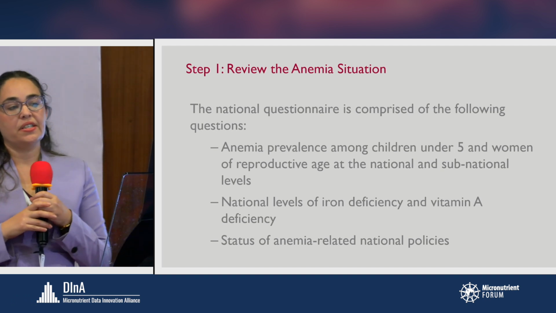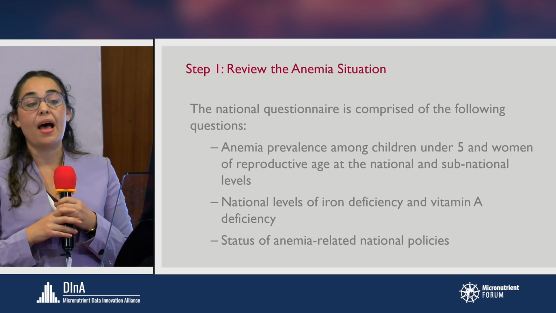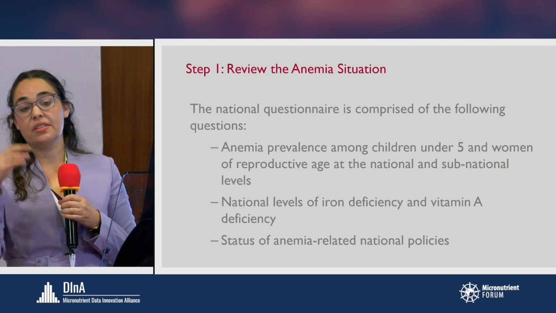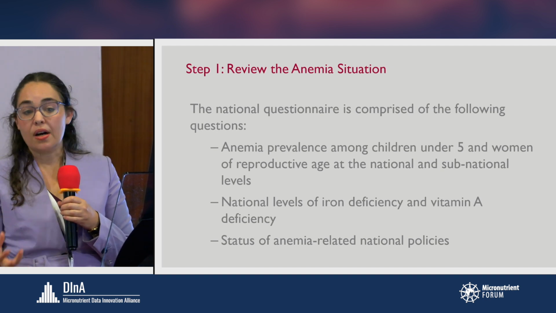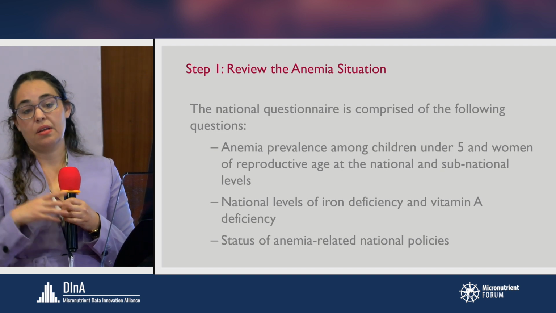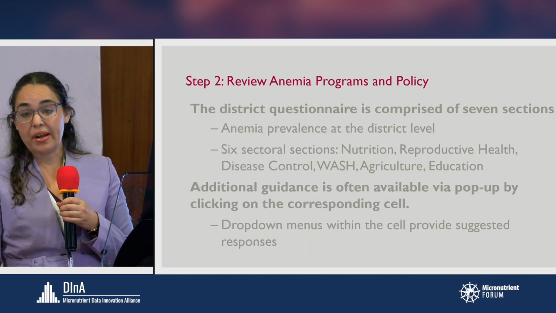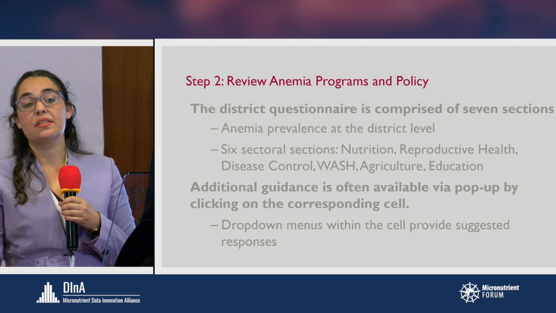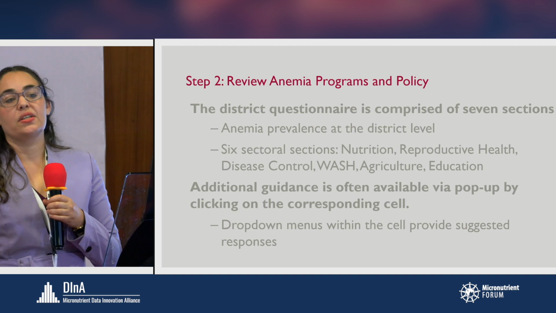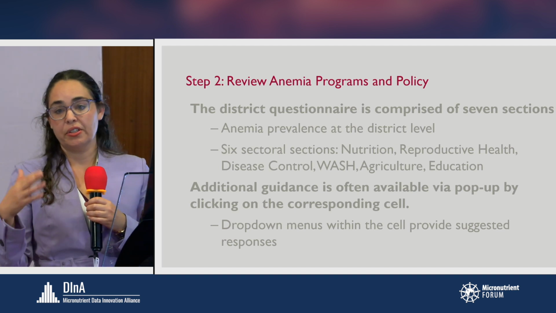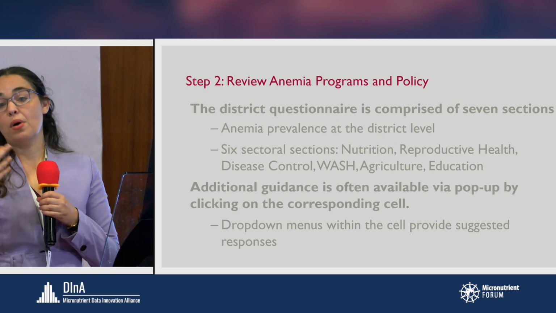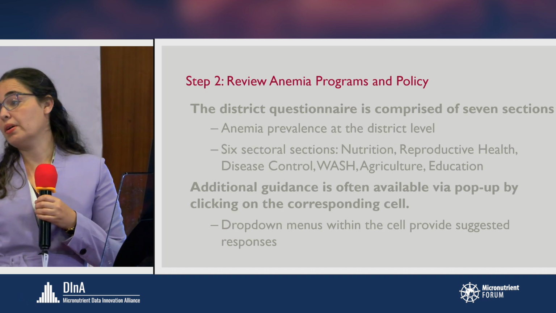The second questionnaire that is used is one that's at the district level. And this one includes what is the anemia prevalence in your district, what are the causes of anemia in your district, and also asks a series of questions on policies, what programs exist in your district, and what is the coverage of those programs. Because not all districts are going to have data at that granular of a level. At this stage, there's actually an option to put in quantitative data, but also qualitative data.